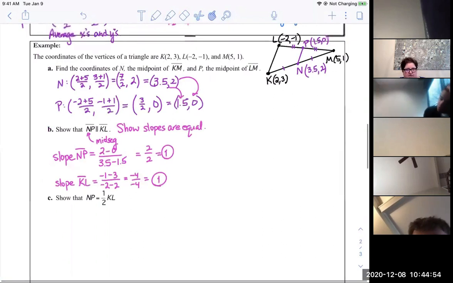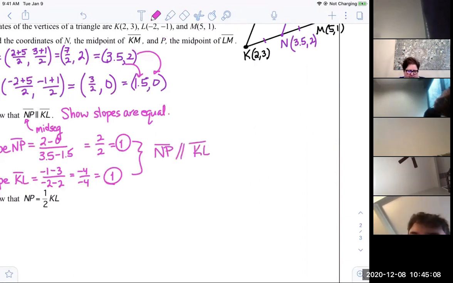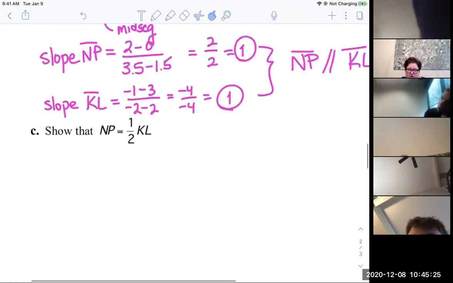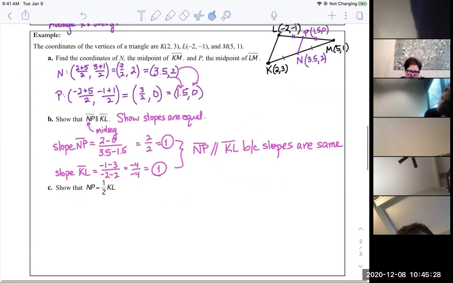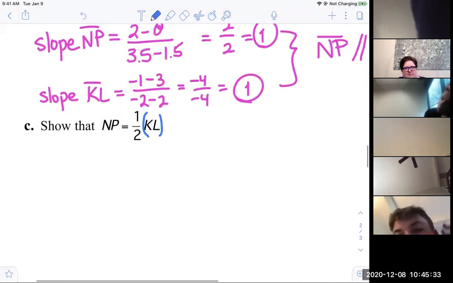Okay, you're going to see a problem like this on the homework. You're doing midpoint 2 times and you're doing slope 2 times. And this tells you that segment NP is parallel to segment KL because slopes are the same. Okay, and then for the last part, it says show NP is 1/2 of KL. You don't have to have the parentheses there, but it might be good.